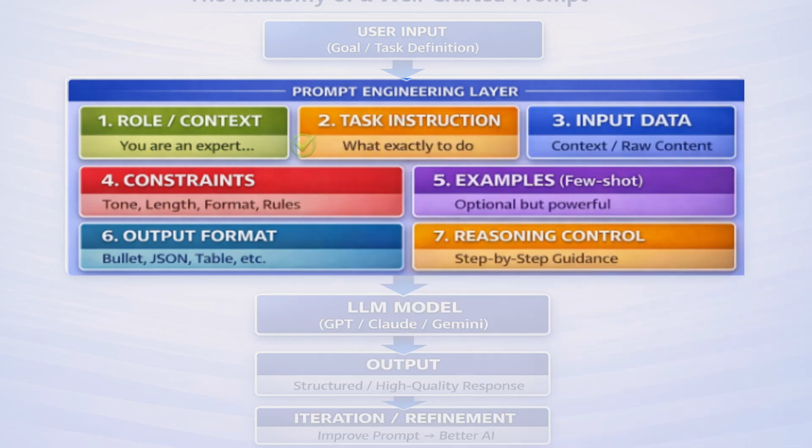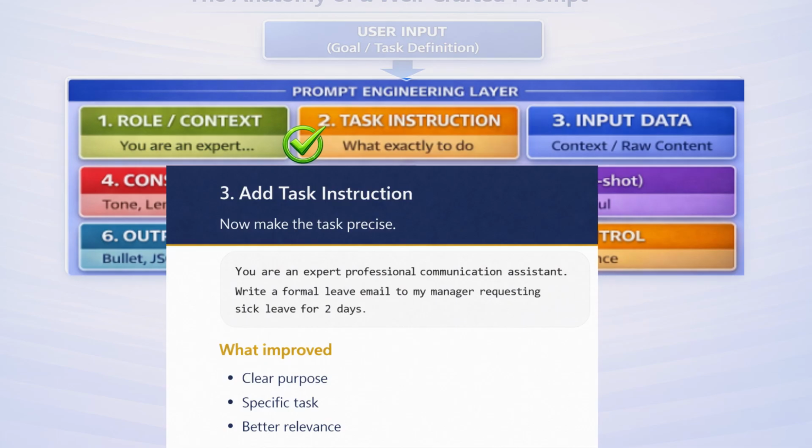After adding the role, the second step to create a good prompt is to add a goal. Give your AI model a clear task instruction. Don't be vague. Tell exactly what you want. For example, write a formal leave email to my manager, as clearly shown in the task instruction screen.